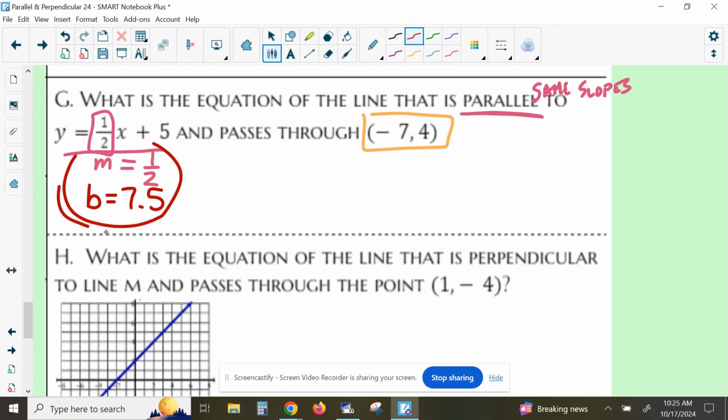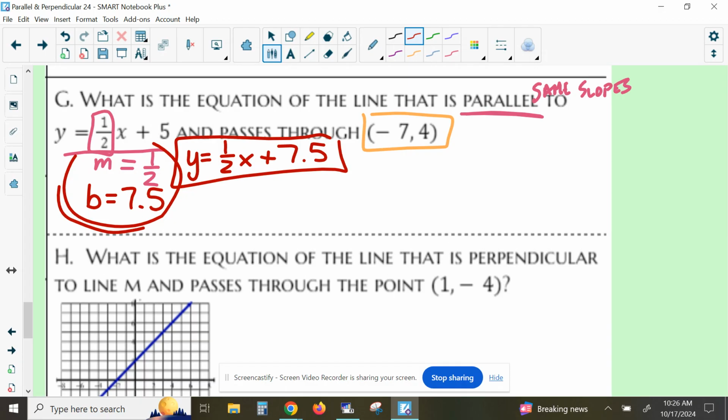Okay, so now that we have M and B, can we write the equation of this line? Can we write y equals mx plus b? We plug in our m and our b. Okay, what's our equation of this line? Y equals 1/2 x plus 7.5. This is the equation of the line that should be parallel to this line and also passes through this point on the graph.